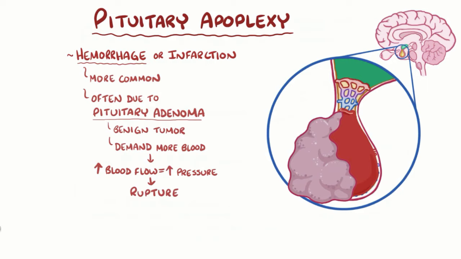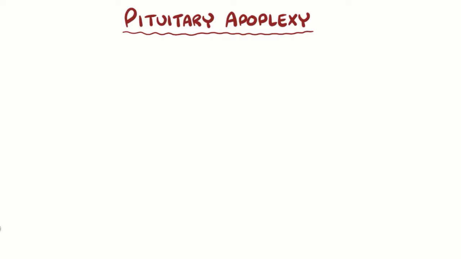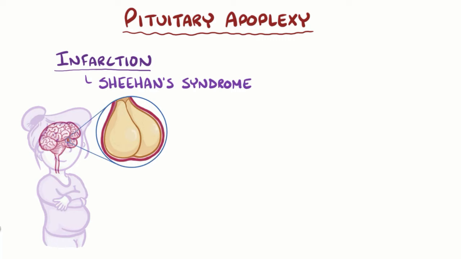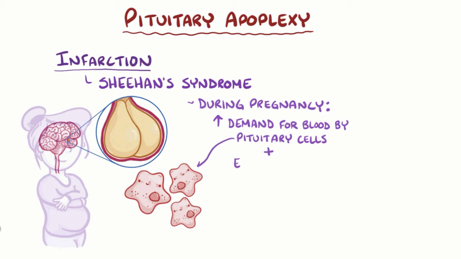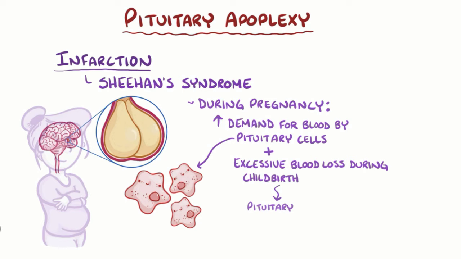The second and less common way that hypopituitarism caused by pituitary apoplexy can develop is when there's infarction of the pituitary gland. An example would be Sheehan syndrome, which is commonly associated with pregnant women. During pregnancy, there's an increased demand for blood by the pituitary cells, and coupled with excessive blood loss during childbirth, it leaves pituitary cells without adequate blood flow, and they start to die.